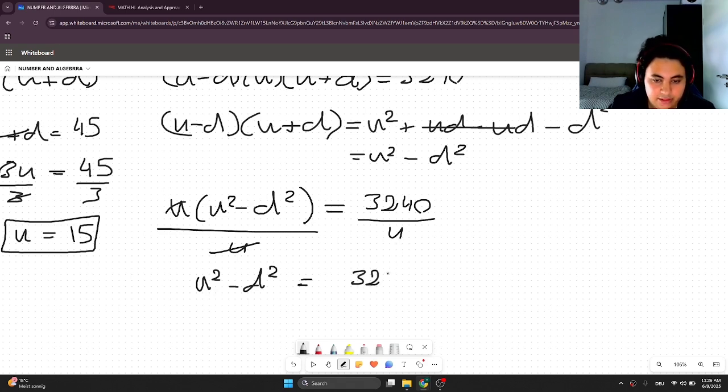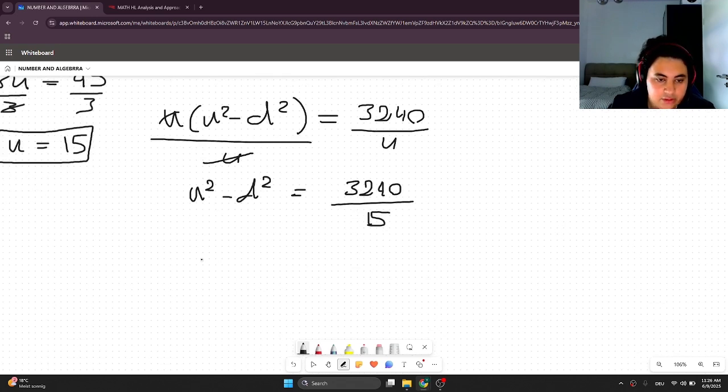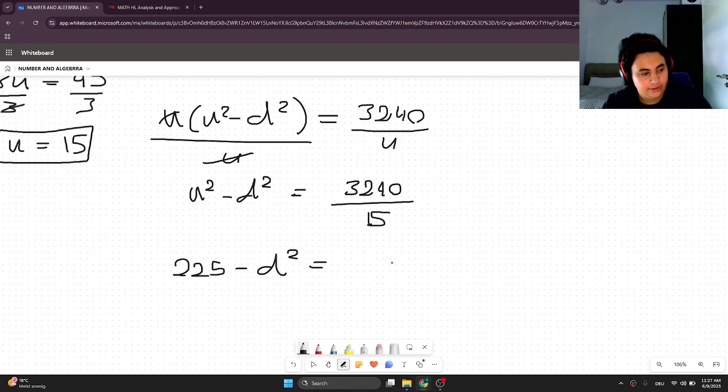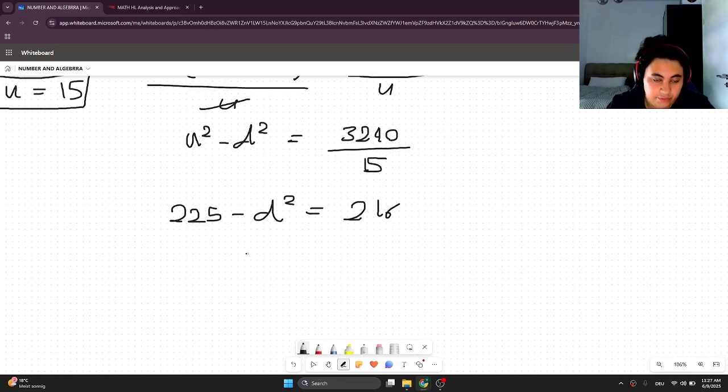And that is 3,240 divided by 15. Okay, good. So u squared is going to be 15 squared, which is 225. So I'll just write that right away. So 225 minus d squared is going to equal 3,240 divided by 15. So let's see what that is. That is 216. And now you'll subtract 225 from both sides.